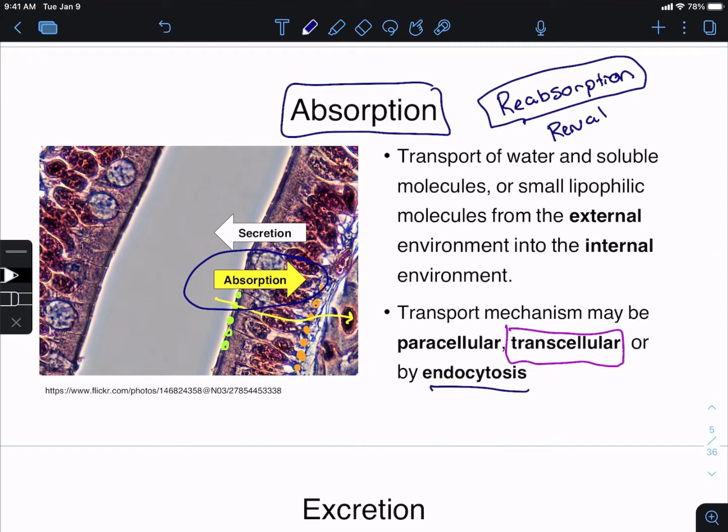Again, we can use endocytosis. Yes, it should say endocytosis because we are talking about absorption. Exocytosis is about secretion. And just like with exocytosis, when we start talking about those lipophilic molecules, those can actually get through the apical membrane through simple diffusion as long as they are small. If they're larger molecules, they actually need to be brought in by endocytosis.